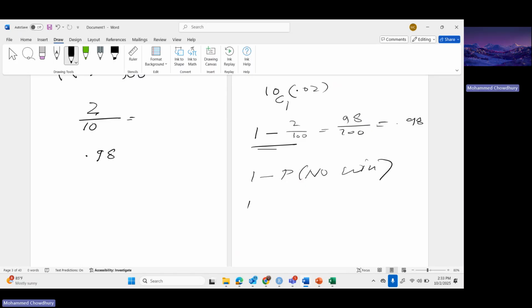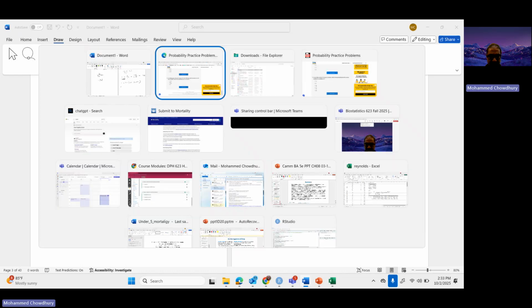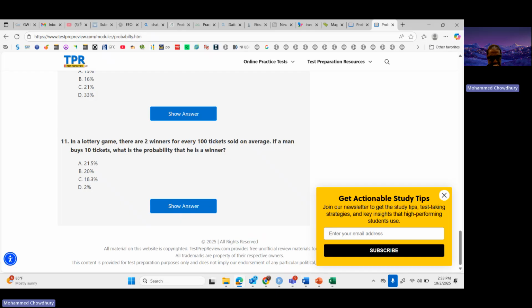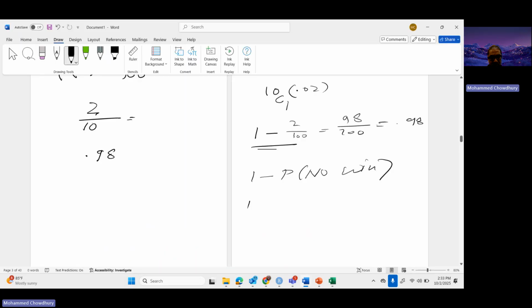They did not use any binomial distribution in here. Let me think. So basically, he bought 10 tickets, right? So each ticket has a probability of 0.98 of not winning. He bought 10, so we need to multiply it 10 times. Yeah, so you put that to the power of 10. So first ticket, he wins, which is equal to 0.02.